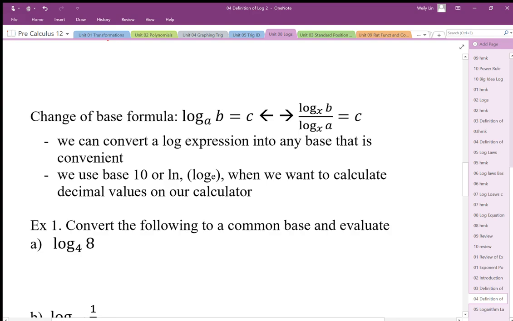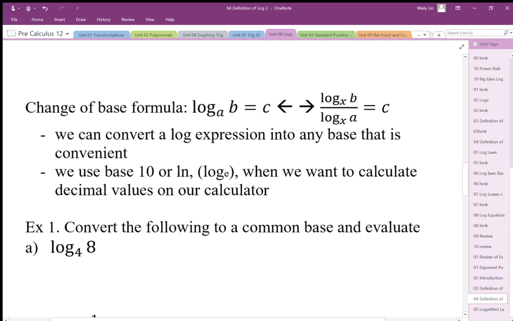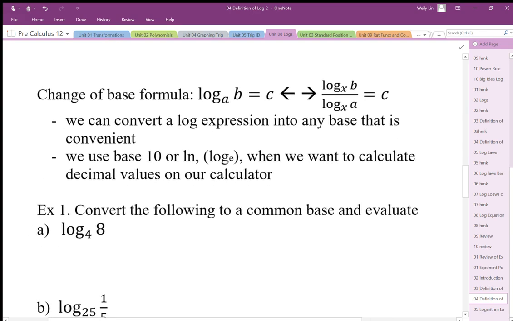So this part here, our calculator has base 10 and base e built into it. We haven't really talked about base e yet, but it has base 10 and base e in it. So if we want to use our calculator for other bases, for example, base 3 or base 59 or something like that, we need to change the base. And we can do that to accommodate any base we want. So we use something called the change of base formula.